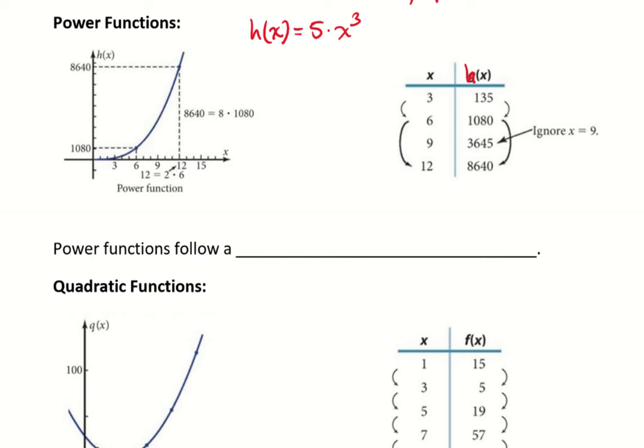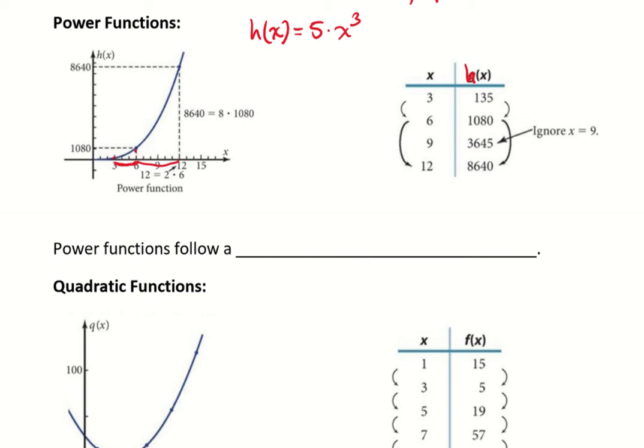So what we see when we're looking at the graph is x is increasing from 3 to 6 here. And when it goes from 3 to 6, it goes from 135 to 180. And then from 6 to 12, it goes from 1080 to 8640. So there's clearly some huge growth here.